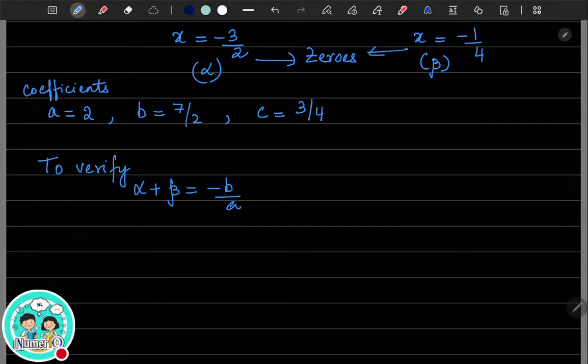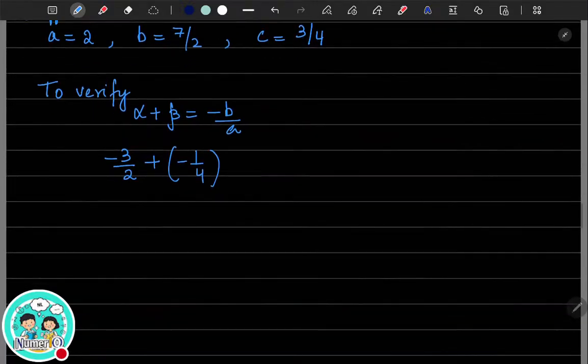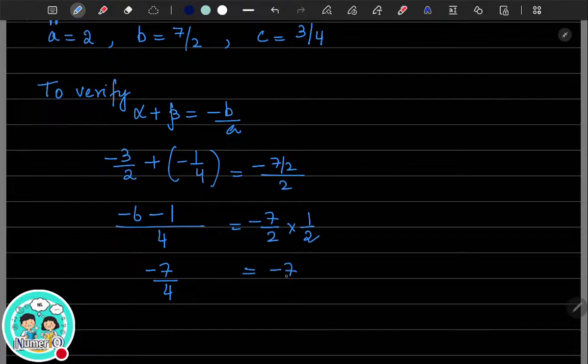What is your alpha? Minus 3 by 2 plus minus 1 by 4. Your LCM is 4. So 2 3s are 6, so minus 6 minus 1. You will be getting minus 7 by 4 on the LHS. Minus b is 7 by 2 whole divided by 2, so this is minus 7 by 2 multiplied by 1 by 2. So this is minus 7 by 4. Hence verified. And the product of the zeros is equal to c by a.